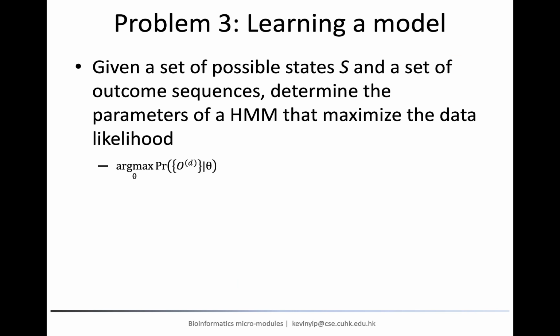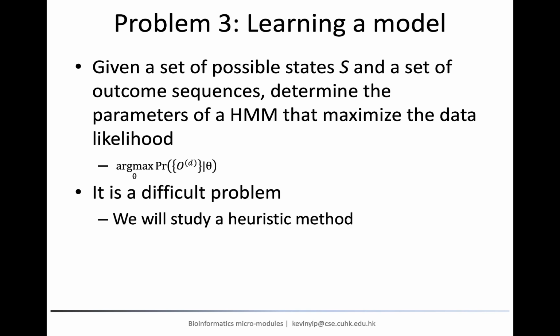We now briefly discuss the third problem we originally defined, which is to learn the parameters of a hidden Markov model based on some examples. Mathematically, we want to find the values of the model parameters theta, such that the likelihood of the observation sequences is maximized. Remember that here O superscript D means that the training data can involve multiple observation sequences instead of one.